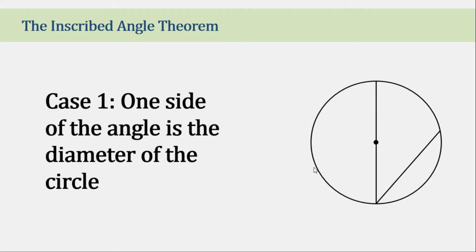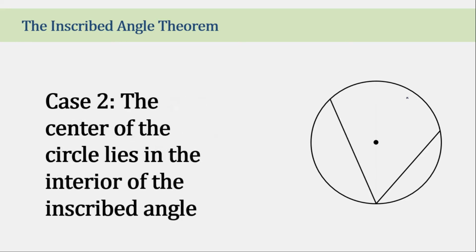There are three kinds of inscribed angle, or we should say, three cases of an inscribed angle. Case number one is an inscribed angle where one side of the angle is the diameter, meaning it contains the center of the circle. So this is a diameter, and the other side is just a chord. This is the illustration of case number one.